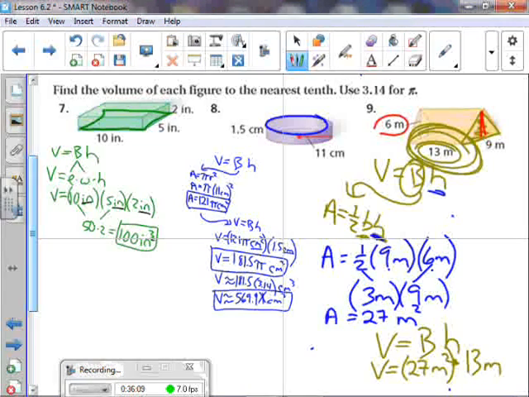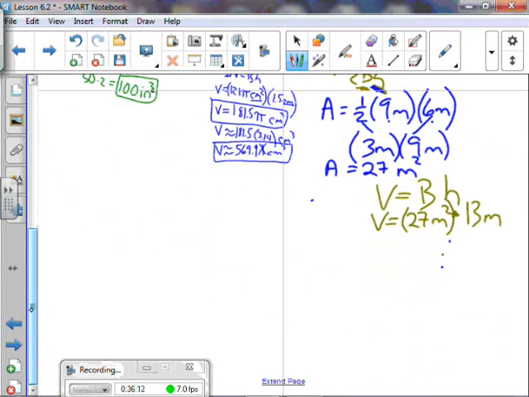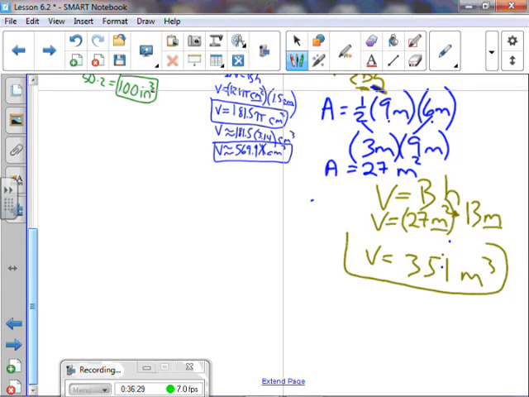When I multiply, I'm going to use a calculator, but you can do it on paper. 27 times 13, I get 351. And I was multiplying meters squared times meters, so that is meters cubed. And I know my volume is equal to 351 meters cubed, and I am done. Okay? So now we are going to go on with the lesson.